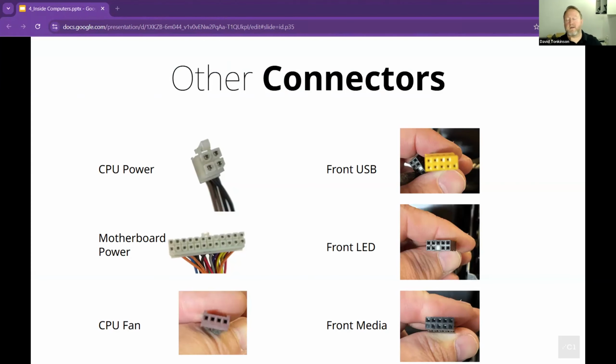Any questions about other connectors on the systems? Good stuff. Okay. Thanks. I hope that's good. I haven't just blown you all away.